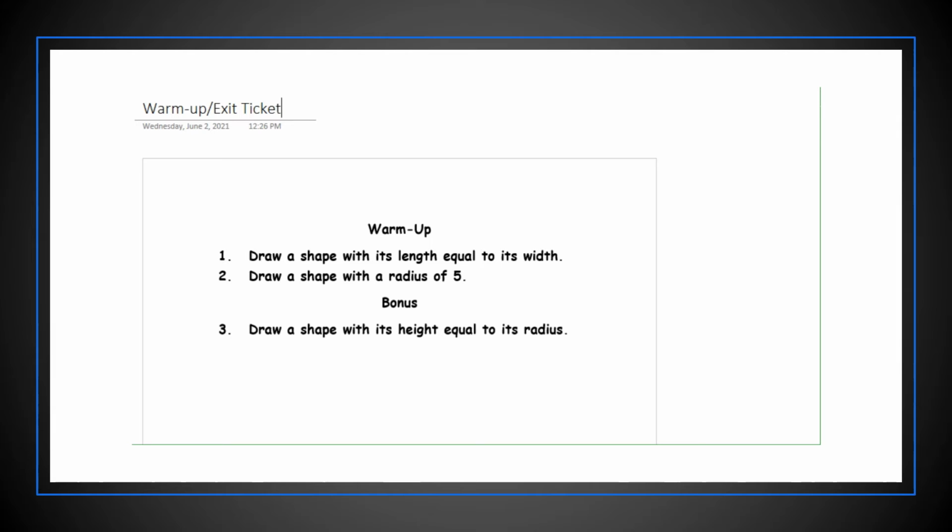Now here's the warm-up. The intro to this unit is what I'm going to start this warm-up with. Draw a shape with its length equal to its width. Hopefully most students will draw a square. Draw a shape with a radius of 5. Hopefully most students would draw a circle. All right, then we have our bonus one, which is really leading into this unit. Draw a shape with its height equal to its radius. I'm not sure if a lot of students will be able to get that without having gone through this volume unit.